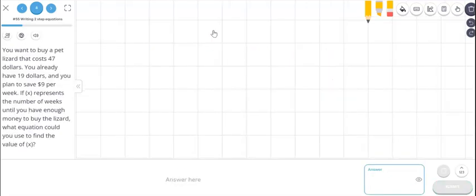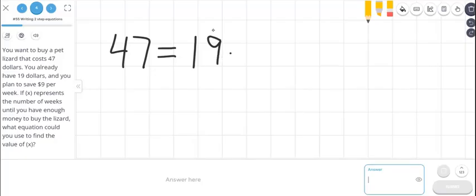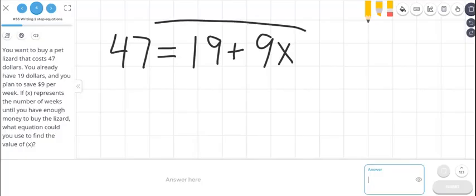All right, you want to buy a lizard that costs $47. So 47 is the total. You already have $19. So you already have 19 plus, and you plan to save $9 per week. And we're going to use X for the number of weeks. So 9X. So this is one way to write it.